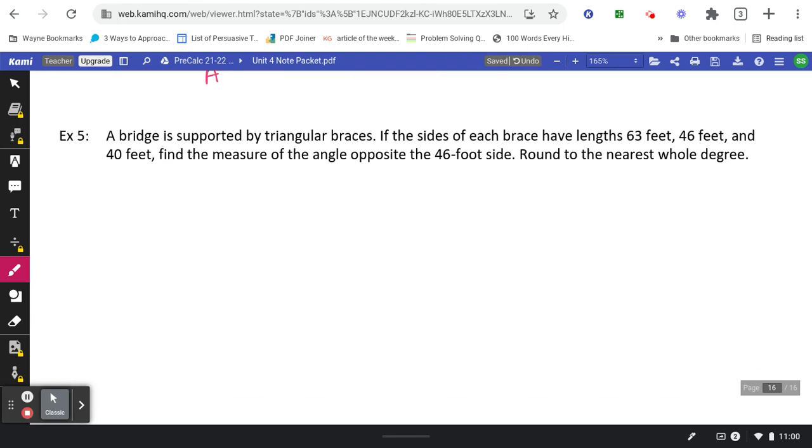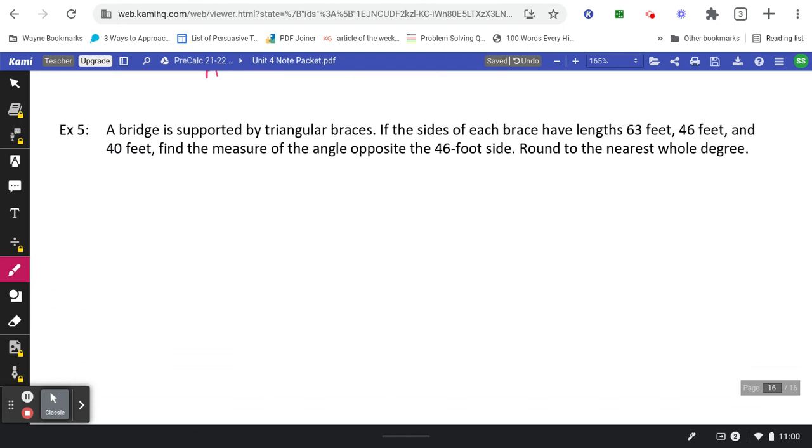All right, our last problem. A bridge is supported by triangular bases. If the sides of each brace has lengths of 63, 46, and 40 feet, find the measure of the angle opposite 46. So I'm not really sure what this looks like. We've got a bridge supported by some braces. I'm just going to go ahead and draw a triangle. Maybe it looks like that.